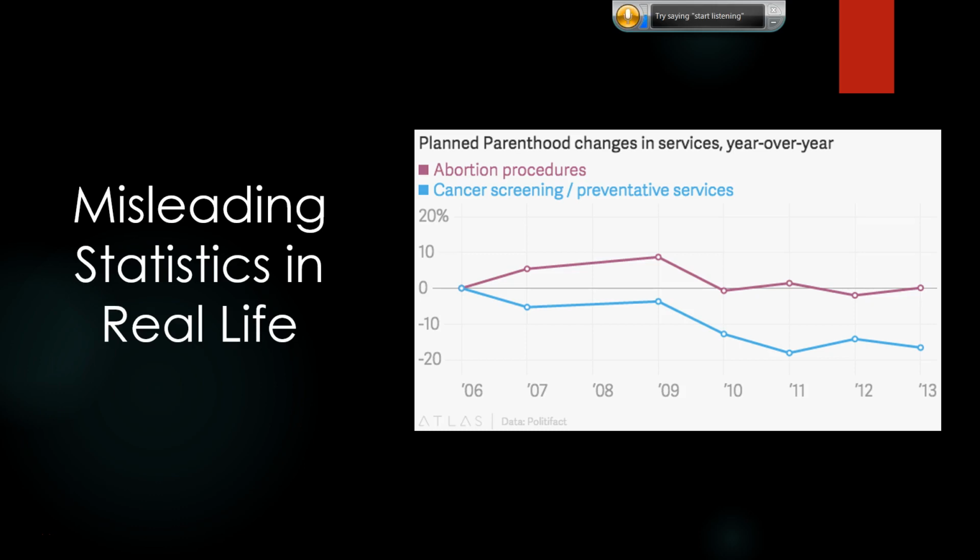So what we've done here is we've taken the figures for 2006 and we've said those are the baseline, the baseline for abortion procedures and the baseline for cancer screening and preventive services. And we see the level of change from measurement point to measurement point. Looks like they skipped 2008. But we see that for abortions, it's gone up slightly in 2007, went up again in 2009, but then dropped substantially relative to the 2006 baseline. It went up slightly in 2011, dropped again in 2012 relative to the 2006 baseline, and seems to have leveled out.